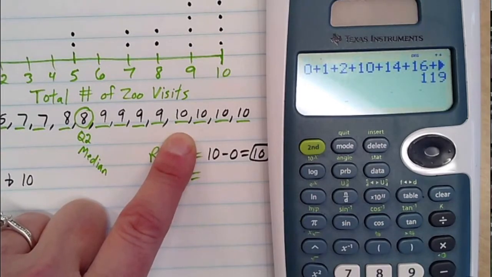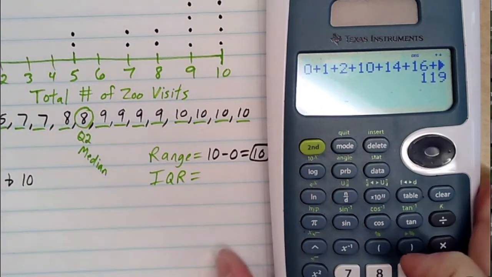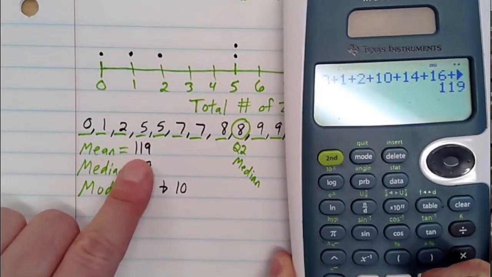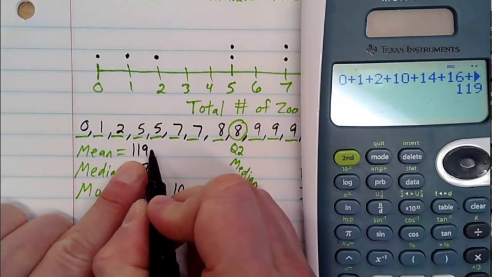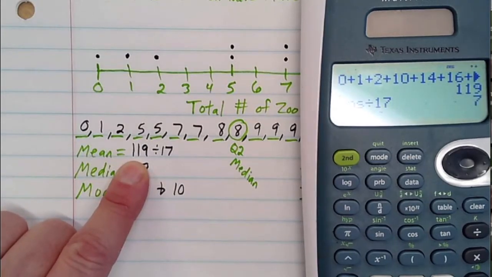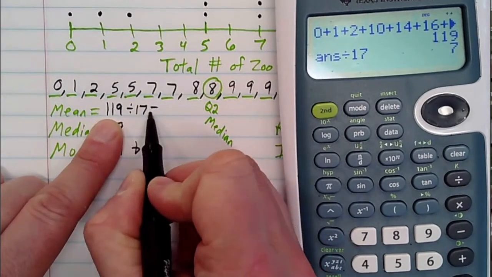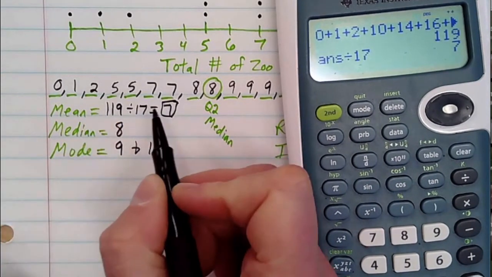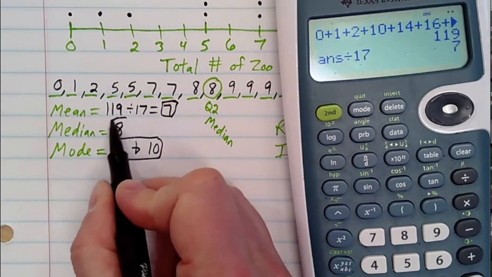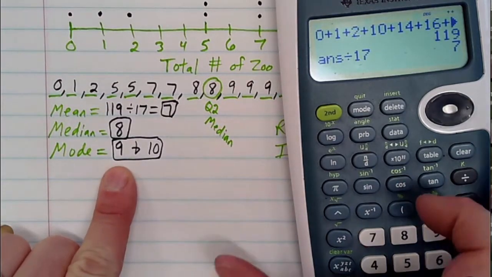And then you get 119, and you have to divide 119. Let me write this in over here. For a mean, when you add them all up, you get 119, and then you divide by the 17 numbers. Divide that by 17, and then you get 7 for your answer. And so that equals 7 for the mean. Median was 8, mode was 9 and 10, so we've got some different answers for those.